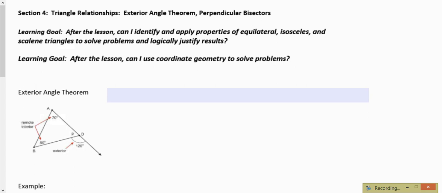Section 4, Video 1, Triangle Relationships. We're going to be looking at what's called the exterior angle theorem and perpendicular bisector properties.